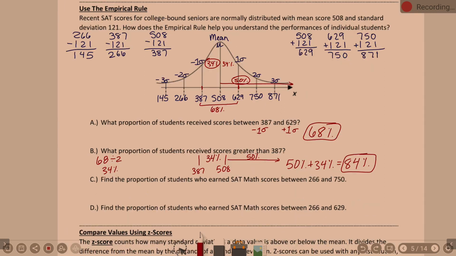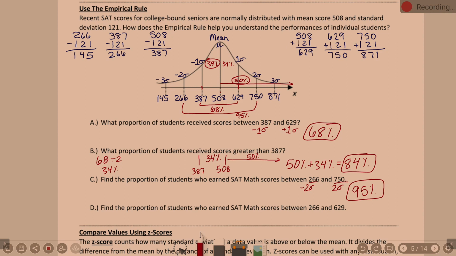Okay. The next question is easy if you looked at it. Did you guys look at C before you started packing up? No. 95%. What proportion are earned between 266 and 750? Where are 266 and 750? They are at the second lines, right? And the second lines, that's 2 standard deviations left, 2 standard deviations right, so that is 95%. We like those questions, don't we?